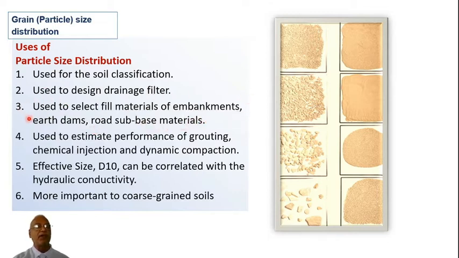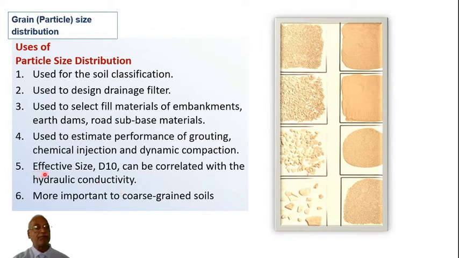This particular part we'll discuss in the chapter named compaction: how much it gets compacted, where the density will be maximum. That is the kind of analysis you will see in the chapter on compaction. Then another application is that it is used to estimate the performance of grouting, chemical injection, and dynamic compaction. When you do all this, if the particle size distribution is very nice, or well graded, then the grout will be better. Otherwise, it will have lesser strength.